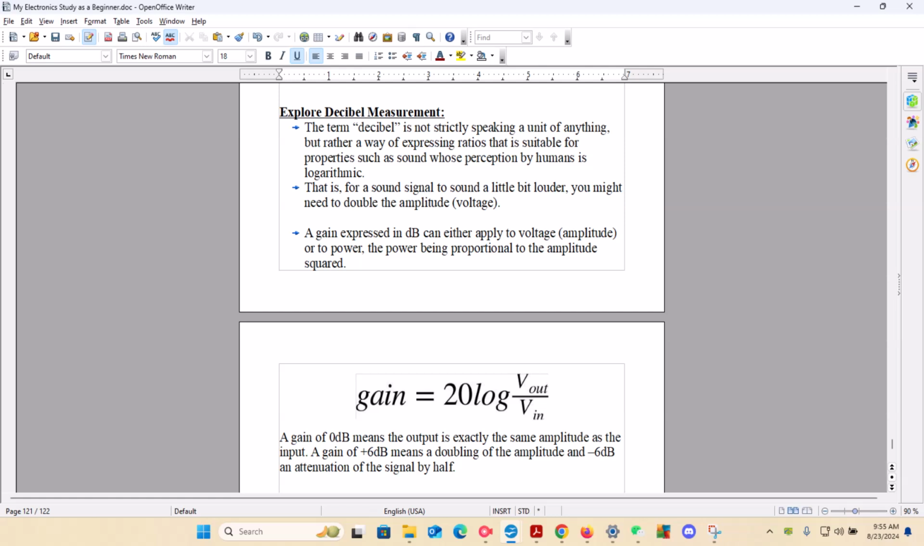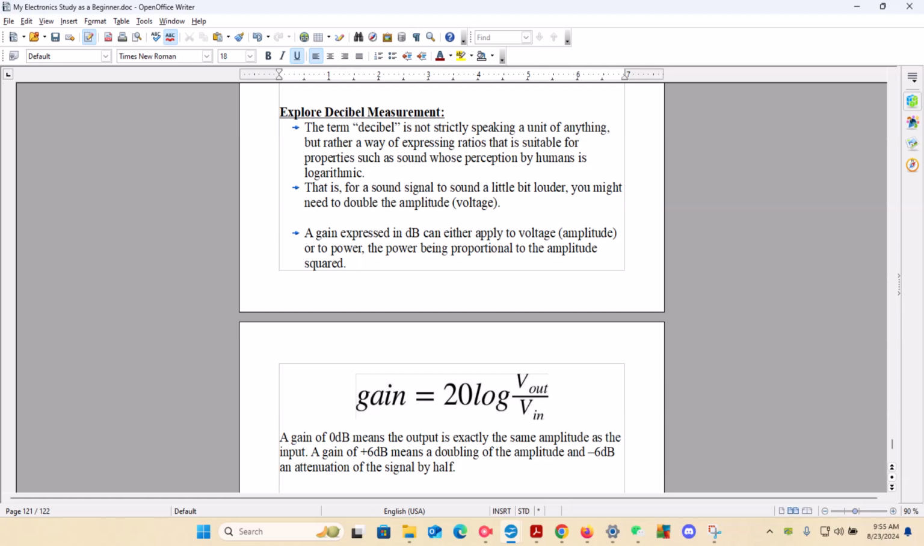The power is proportional to the amplitude squared. That is, if you want to look at a gain, you consider its logarithmic function. So it's expressed as 20 times log of the voltage out divided by the voltage in. In other words, a gain of 0 decibels means that the output is exactly the same amplitude as the input. So that would be the logarithmic function.